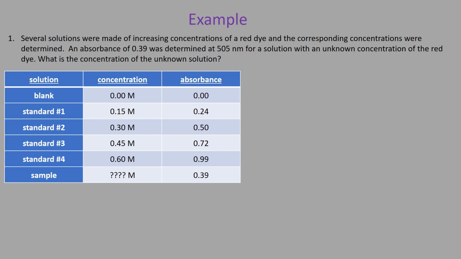All right, so we made a bunch of different solutions, so the blank is zero, right? And then we made a standard one, which was 0.15 of the red dye, a standard two of 0.30, a standard three of 0.45, and a standard four of 0.6. Because we were trying to measure the amount of red dye in this sample. We had no idea what it was.